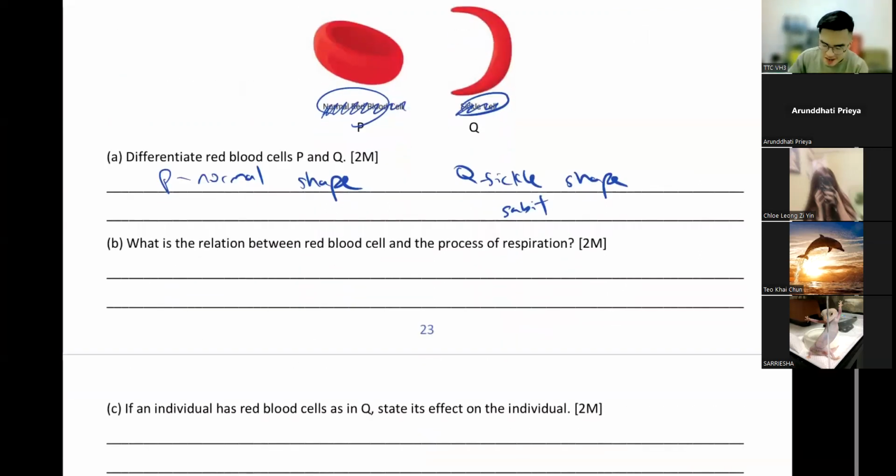All right, so B, what is the relation between red blood cell and the process of respiration? How is red blood cell and respiration related? Guys, the respiration here means cellular respiration. I already said this a million times. This process is not respiration, this is breathing. Wow, Isaac, you have your first point. Yes, that's correct. Red blood cell transports oxygen.